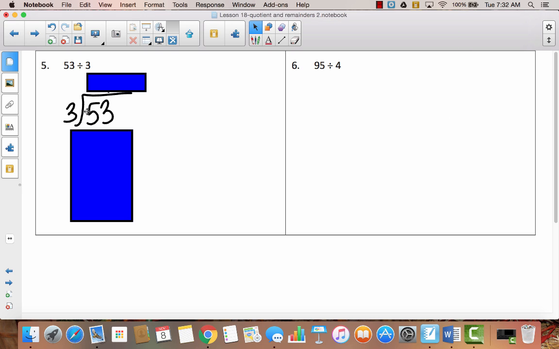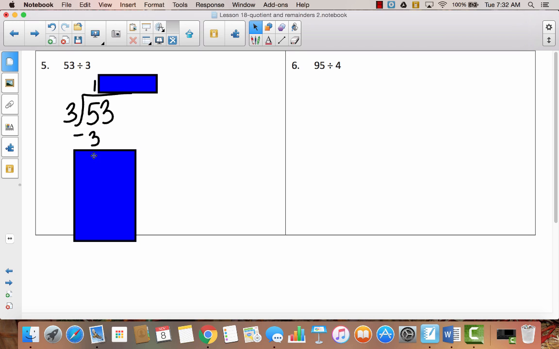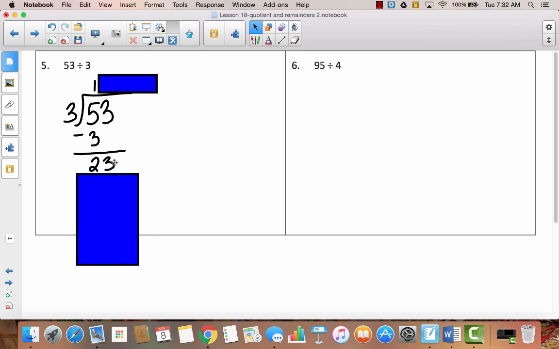The first thing I had to do was think to myself, how many 3's are in 5? And my answer to that was 1. So then I multiplied 1 times 3, which gave me 3. And then when I subtracted, I was left with 2 10s. So I went ahead and brought down my 1s, and that gave me 23 1s.